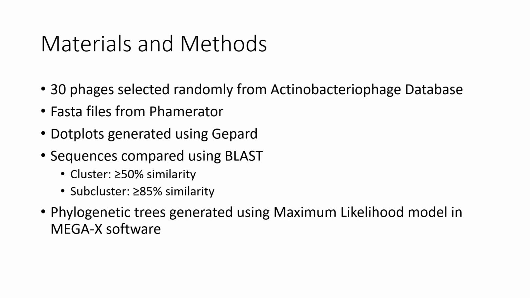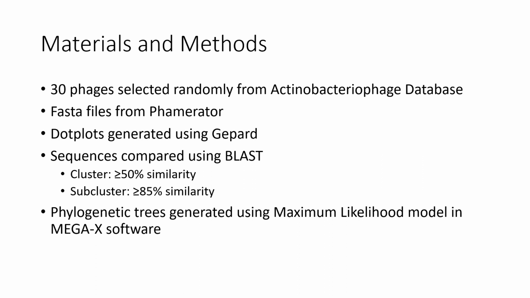For a more quantitative and exact cluster and subcluster assignment based off a single gene, I compared sequences using BLAST. This is a tool that compares entire sequences with exact nucleotide alignment. For phages that had greater than or equal to 50% similarity between their genes, I assign them to the same cluster. For phages with 85% or greater similarity, I assign them to the same subcluster.